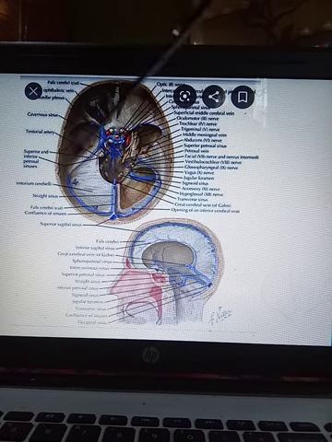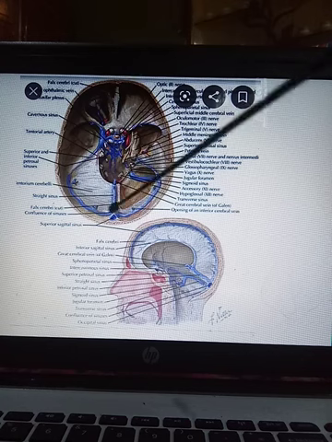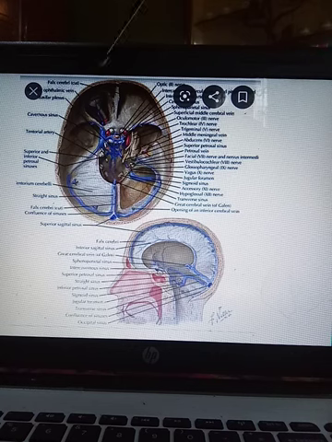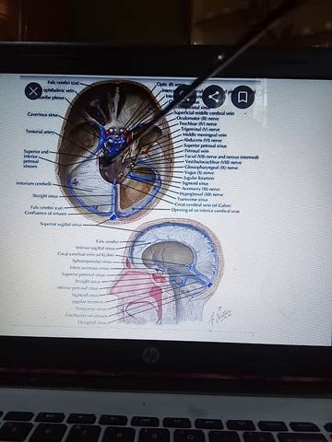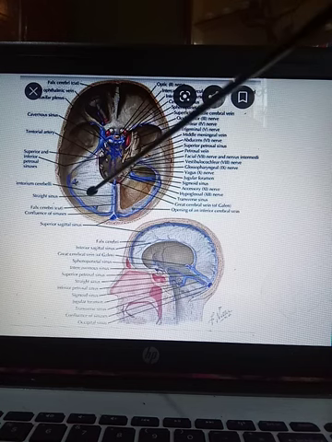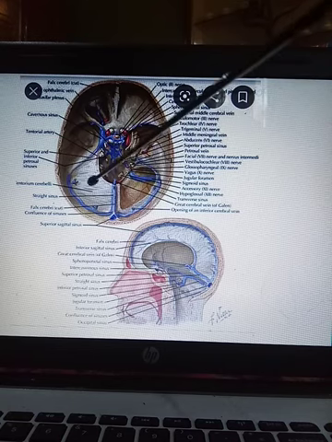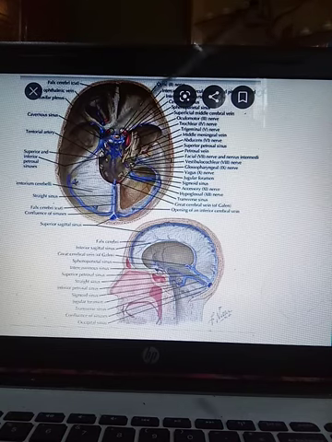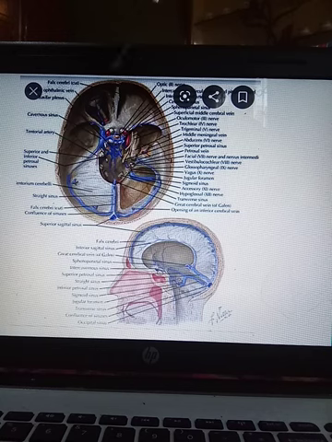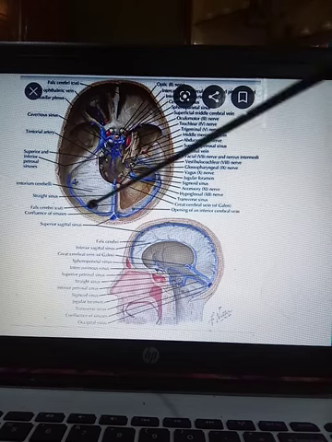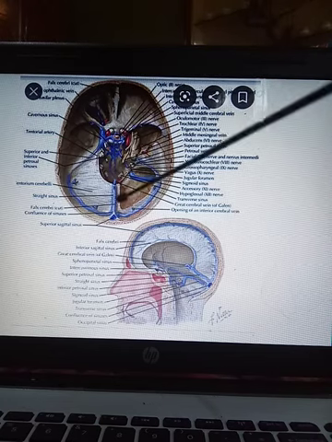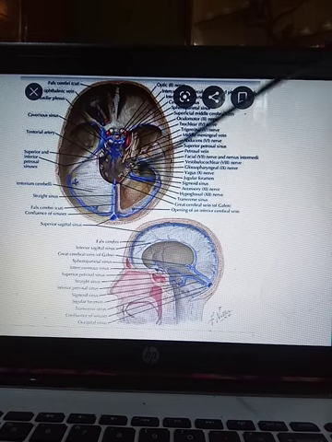Now look at the first picture. Here you can see this is the base of the skull. Both the cerebral hemispheres have been removed, the cerebrum as a whole. So what will you see? When you remove the cerebrum, you will be seeing the tentorium cerebelli beneath. Here, from this side, even the tentorium cerebelli has been removed.